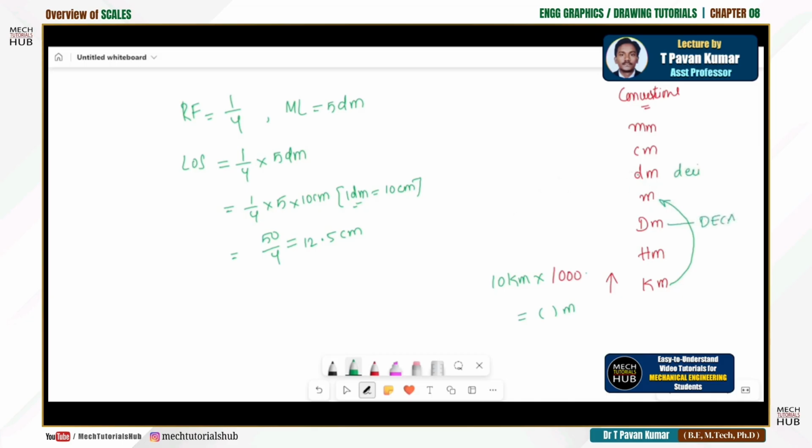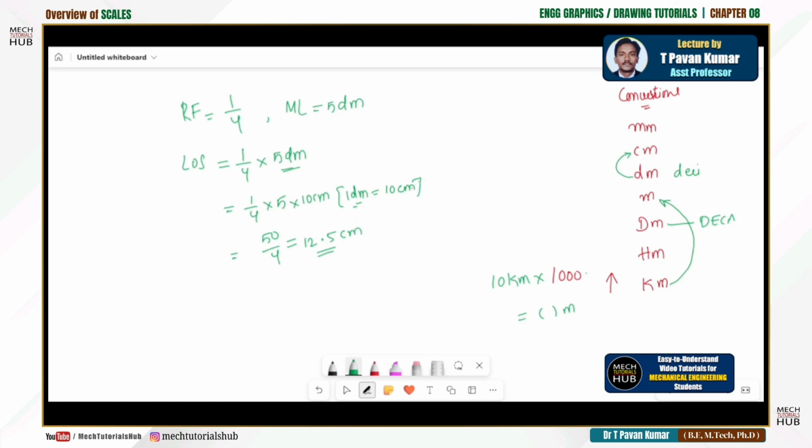Keeping this in mind, 5 decimeters are given to me. 5 decimeters into 10 will be converted to centimeters. So altogether I got 12.5 centimeters. Now it becomes easy for me to draw a length of 12.5 centimeters on a sheet. That is the reason I am converting to my convenient units.